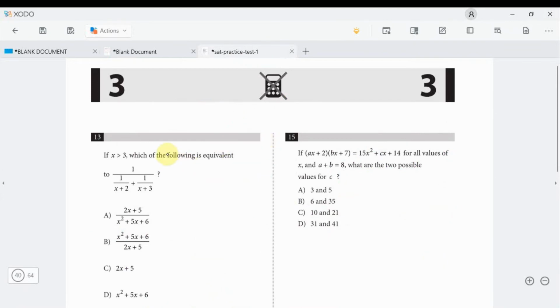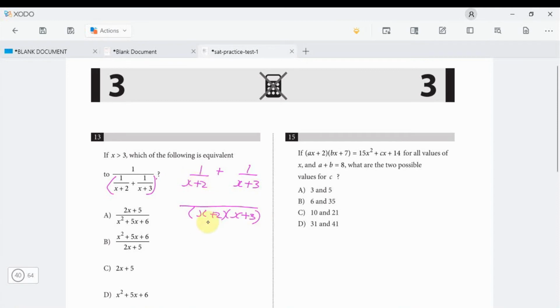Nice. Question 13. If x is greater than 3, which of the following is equivalent to this expression here? First, let's simplify the denominator. We have 1 over x plus 2 plus 1 over x plus 3. So I have to go back to prep school days and find our LCM. x plus 2 times x plus 3.